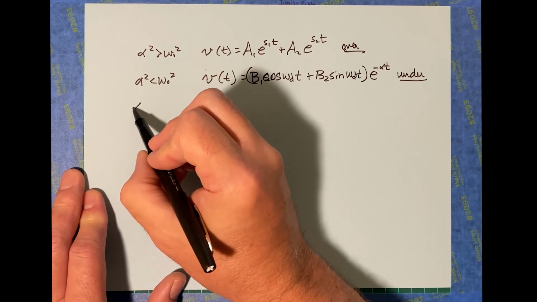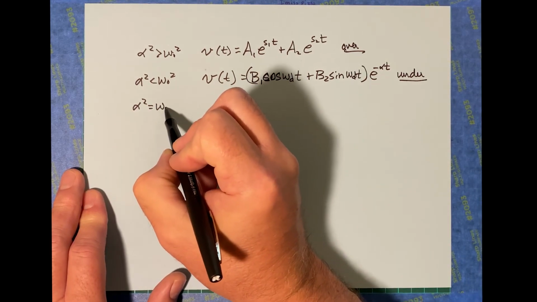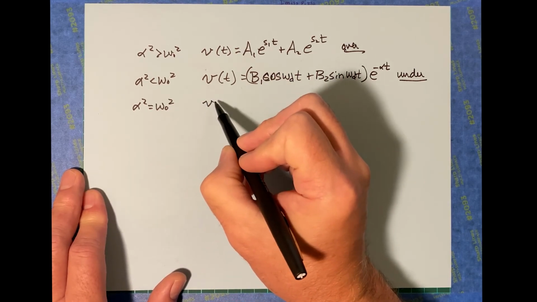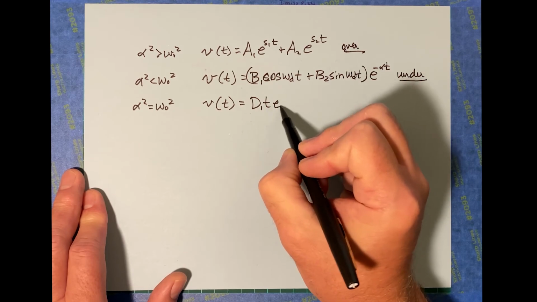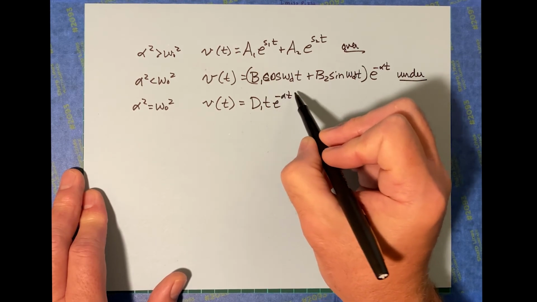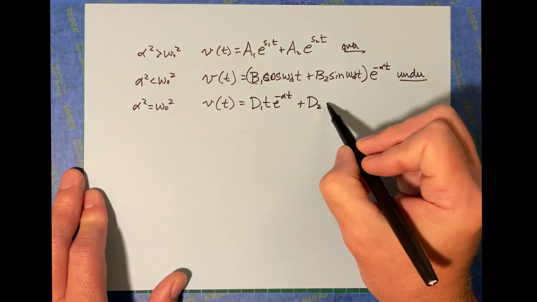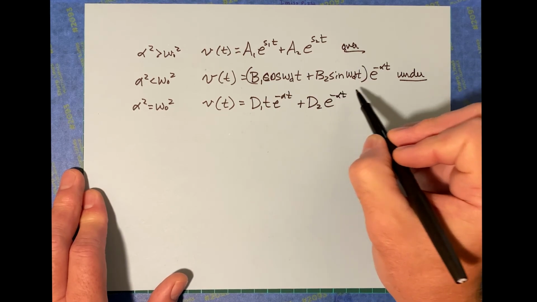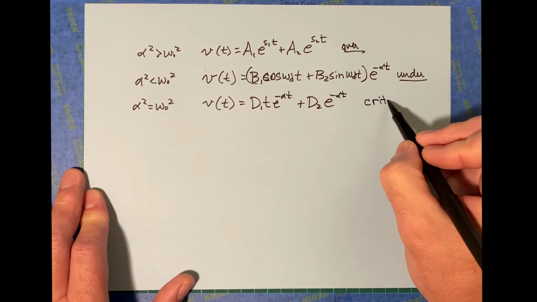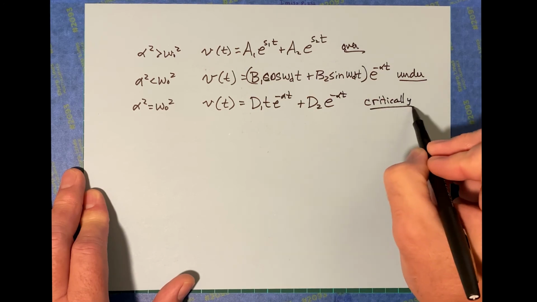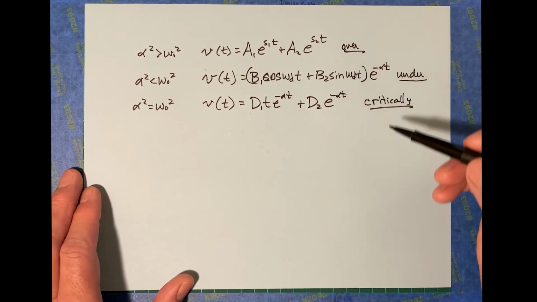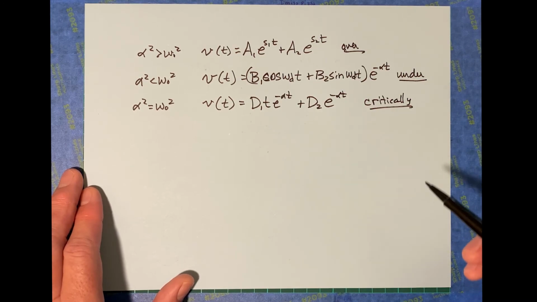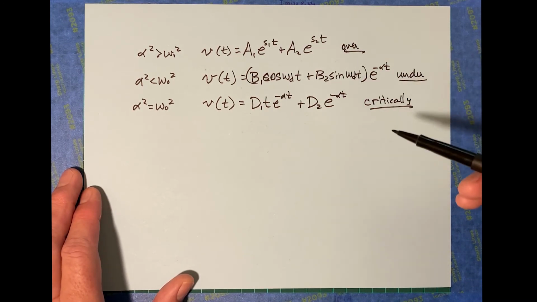And then we've got the other special case where alpha squared is equal to omega naught squared. And in that case, v of t is D1 t e to the minus alpha t plus D2 e to the minus alpha t. And that is the critically damped case, like that. Okay, so those are our three solutions here for the three possibilities for our voltage response.